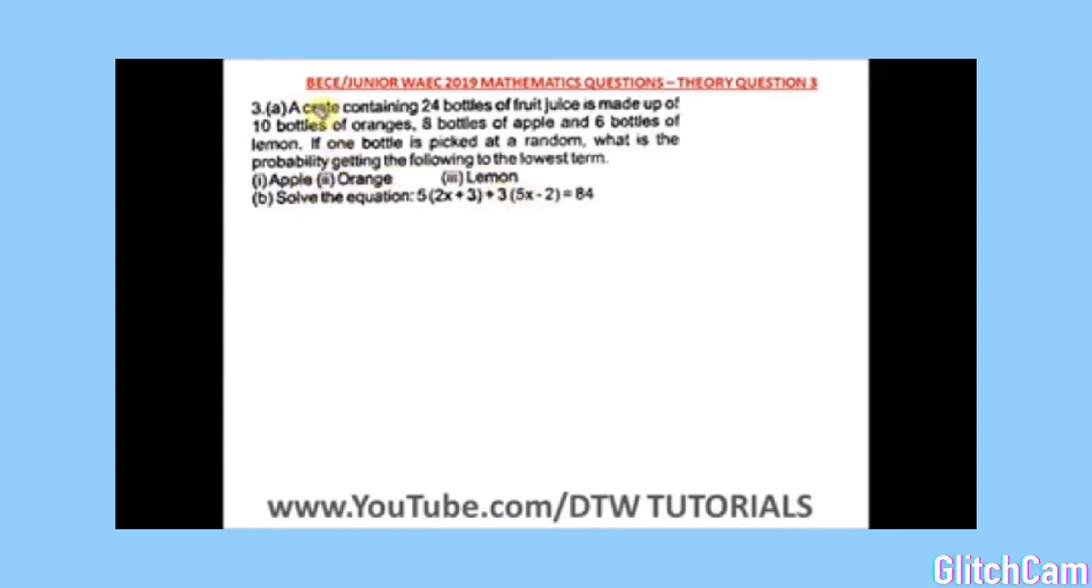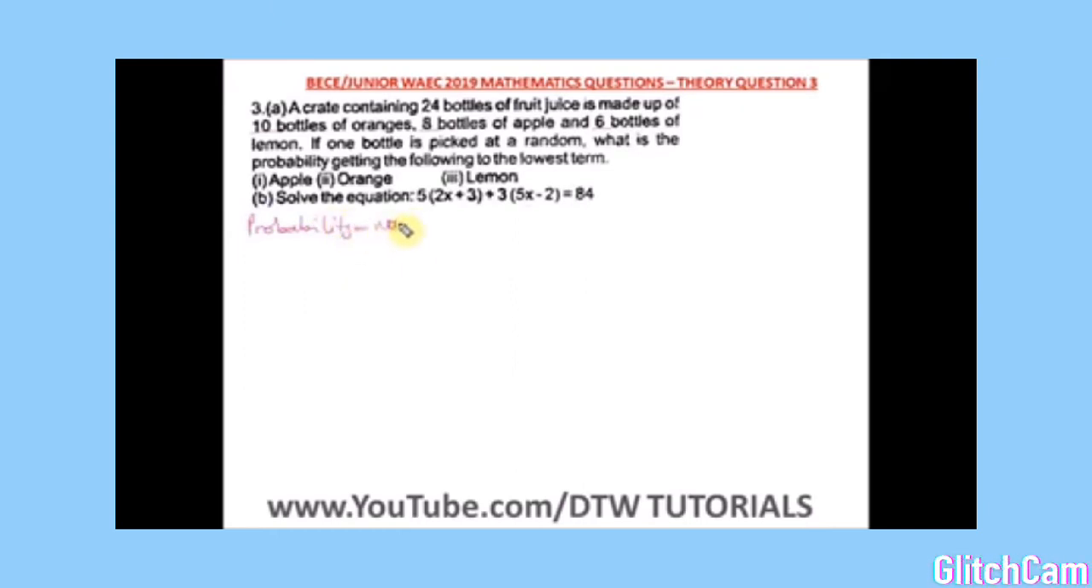Okay, so from here it says a crate containing 24 bottles of fruit juice is made up of 10 bottles of oranges, 8 bottles of apple, 6 bottles of lemon. So if you add all this together, we're going to have 24. So first of all, let's write down our terms. I think the first thing you need to write is what's probability. What's the formula for probability? Probability is equal to what?